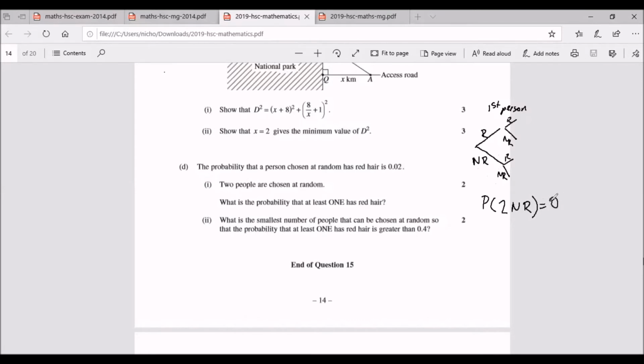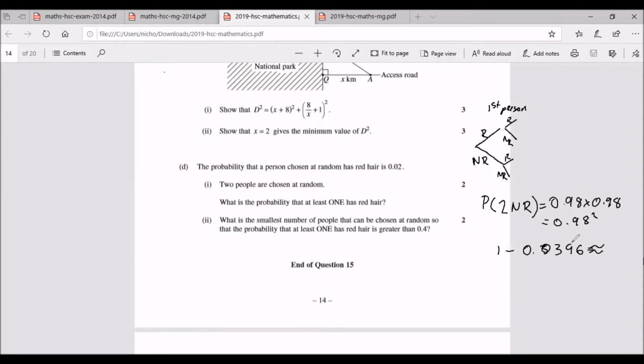0.98 squared. Perfect. So it's going to be 0.98 times 0.98, or 0.98 squared, right? And then we go 1 minus that. So let me just get my calculator out, and 1 minus 0.98 squared. We should be getting almost 4%. So it's 0.0396.